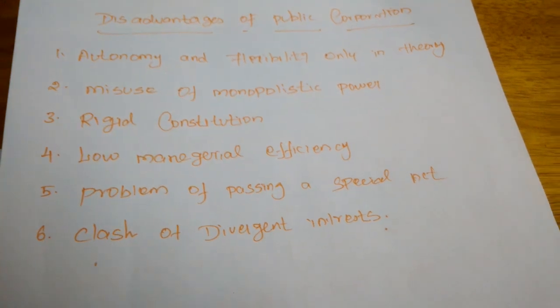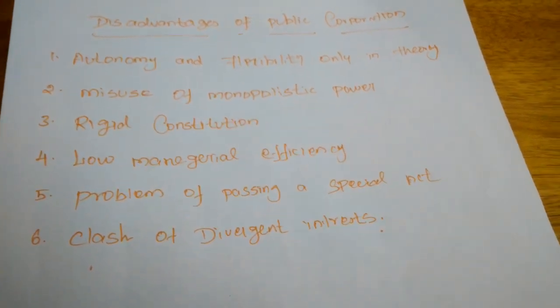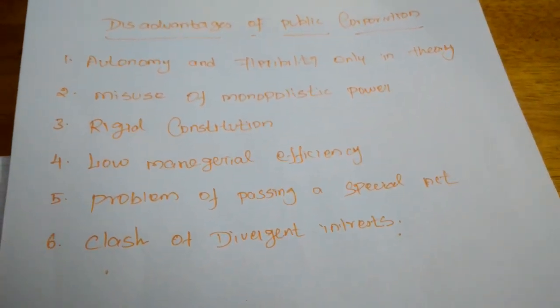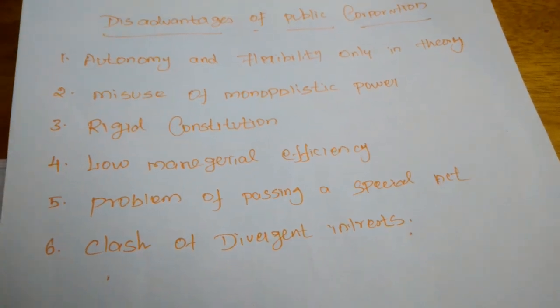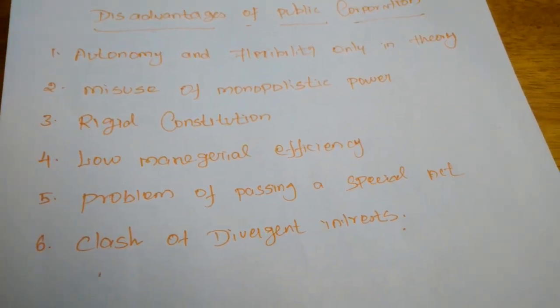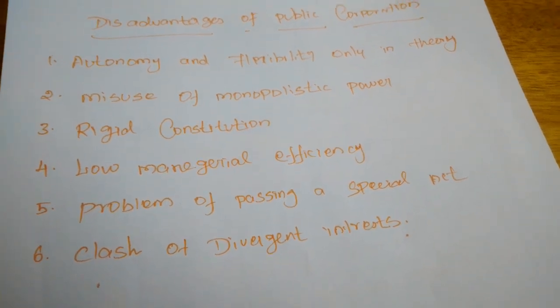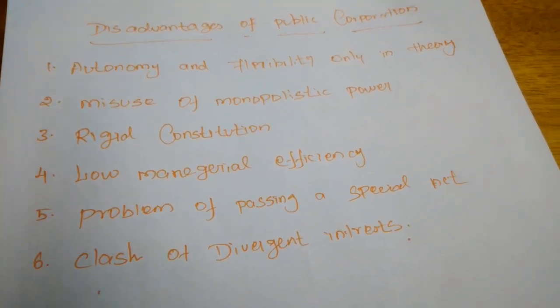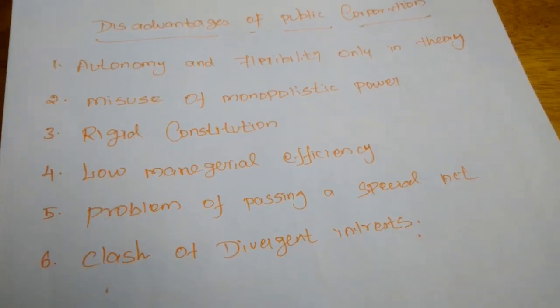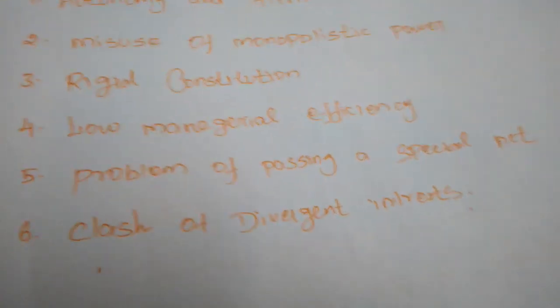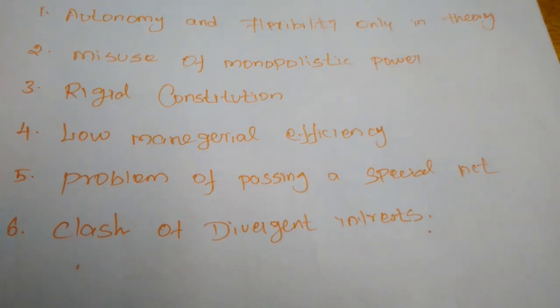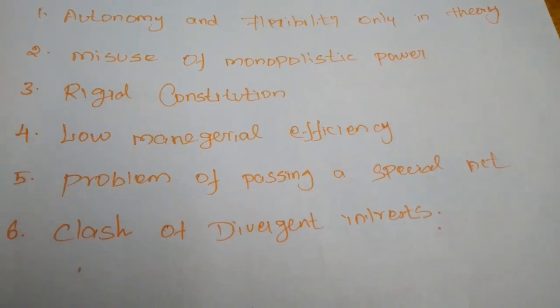So here the 6 disadvantages are there. First one is autonomy and flexibility only in their theory, because so many of the politicians will intervene. Next, misuse of monopolistic power. When they have monopolistic power, if it is used for the consumer, they will get profit. Otherwise, if they are misusing the monopolistic power, the consumer and the nation will also get trouble.